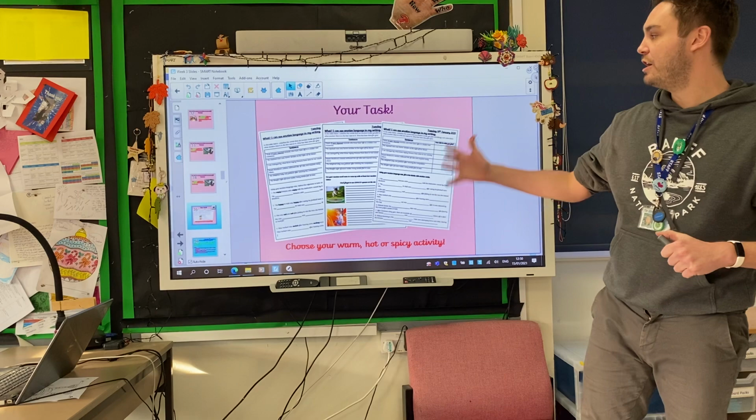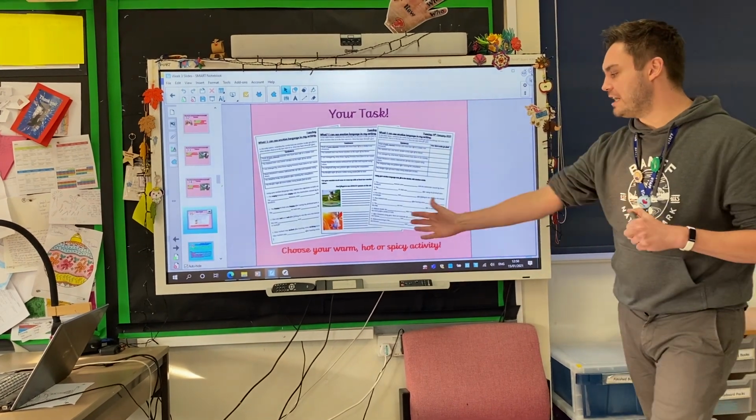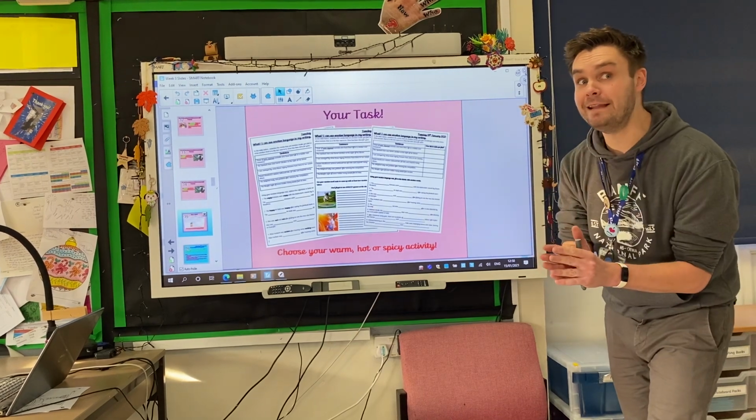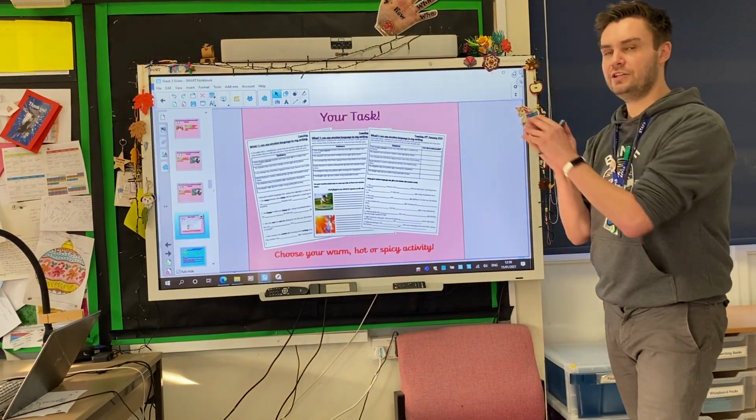With that in mind, your task is up. You can choose either the warm, hot, or spicy activity. Follow the instructions on there. Please, please use that word mat to help you out.